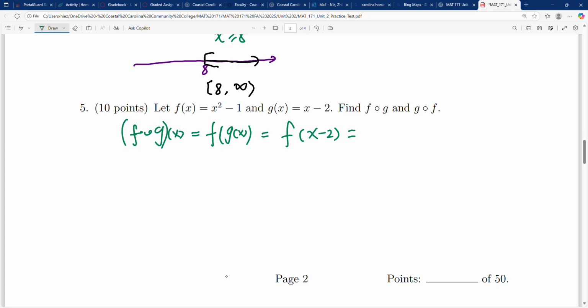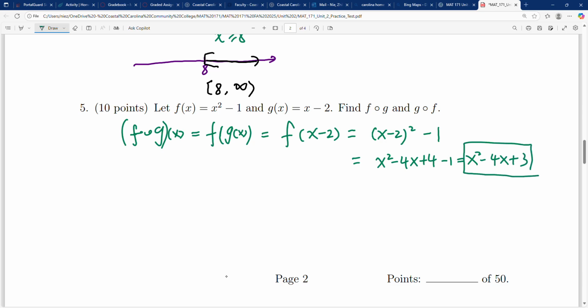So now x squared becomes x minus 2 squared, and then minus 1. Then cancel the parentheses: I have x squared minus 4x plus 4 minus 1. So it's x squared minus 4x plus 3. Okay, this is f circle g of x.